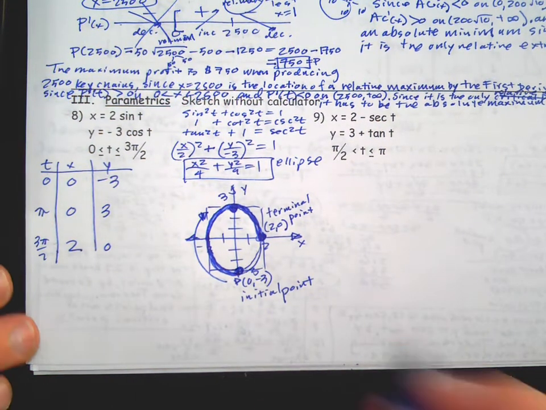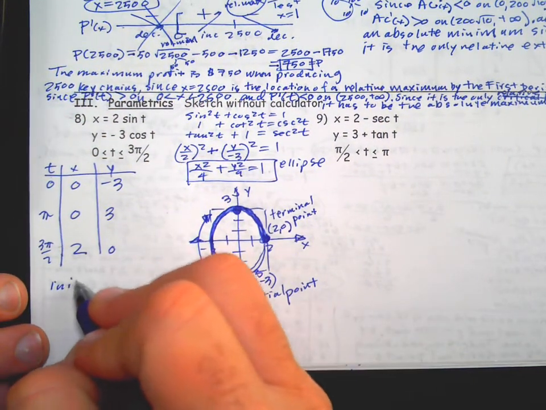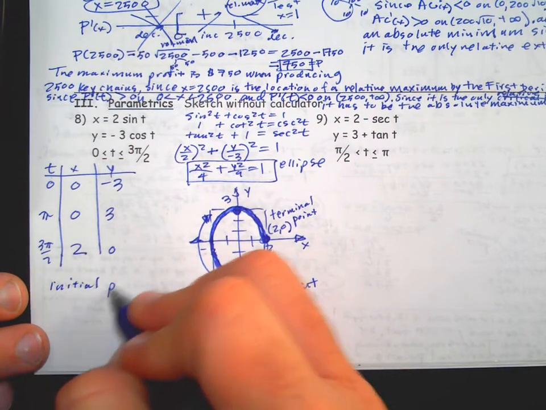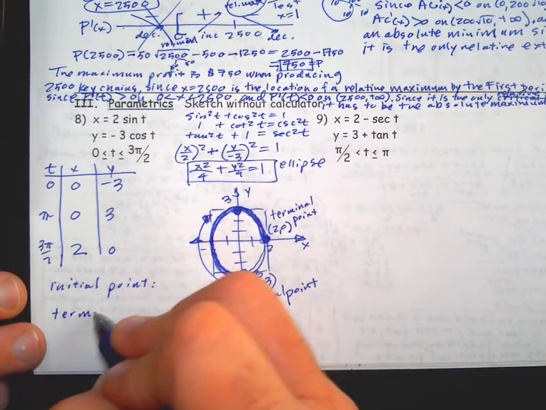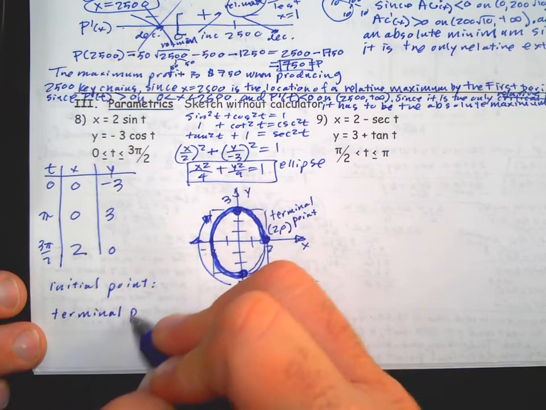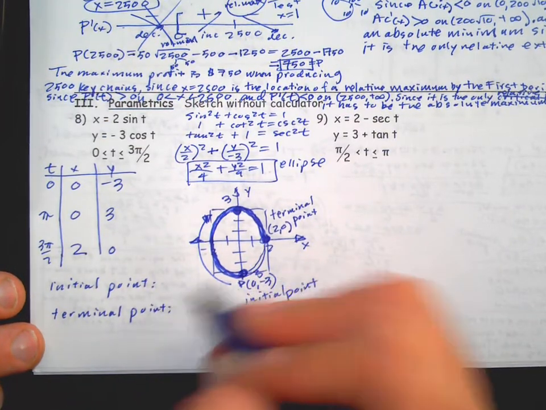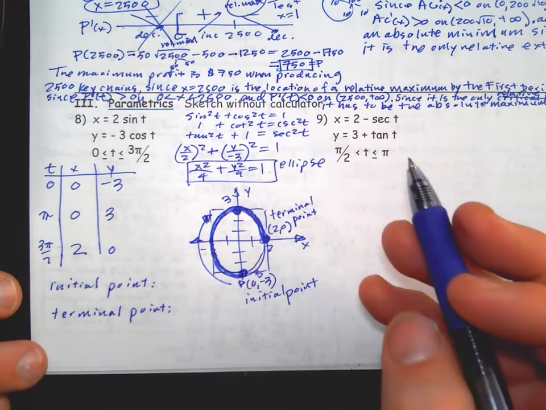So there you go. They'll probably ask you to maybe just write down the initial and terminal points nicely somewhere. Also in your graph, show the direction, name the shape, and sketch the shape.